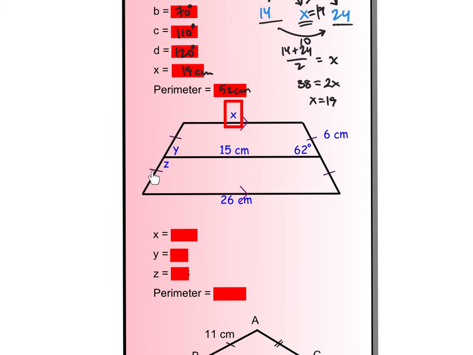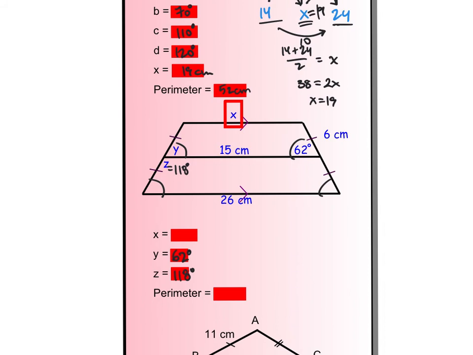I've got all these segments are the same. That means that my base angles on the lower end will all be the same. They'll all be 62. Therefore, Y is 62 degrees. Now I know Y and Z, those 2 have to add up to 180. Therefore, I'm going to have 118 degrees for Z. Okay, now I'm done with figuring out angle measures. Let's talk about side lengths.